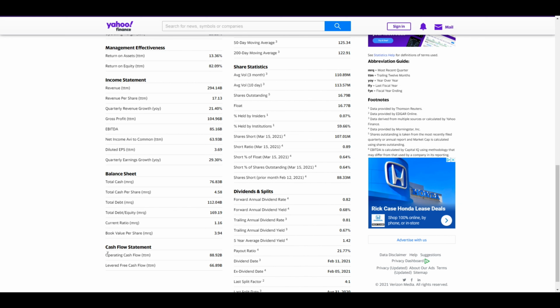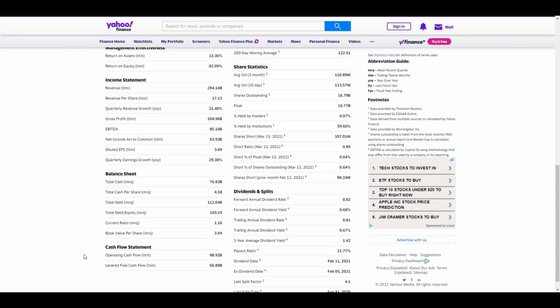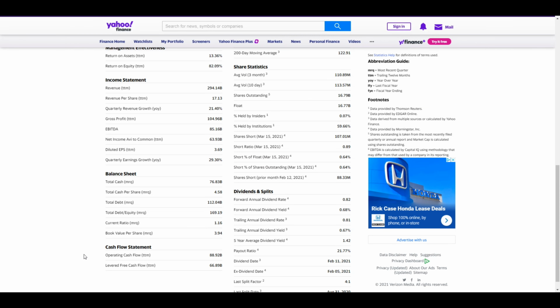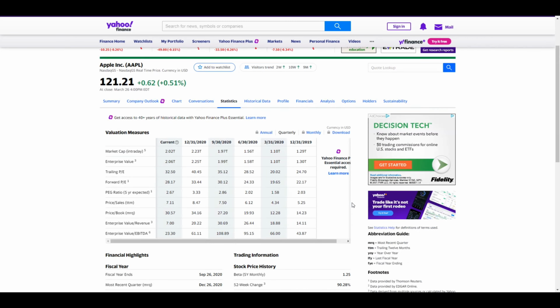Cash flow statement. Operating cash flow means the cash flow that Apple is able to produce on its normal day-to-day operations. And you can see that on a normal year, Apple is making about $88 billion in operating cash flow. So the levered free cash flow is the free cash flow that the company has after it has paid out all of its debt, all of its obligations. So you can see here that it is $66 billion, which is less than the operating cash flow of $88 billion, which makes sense because here they have paid for obligations and debt.